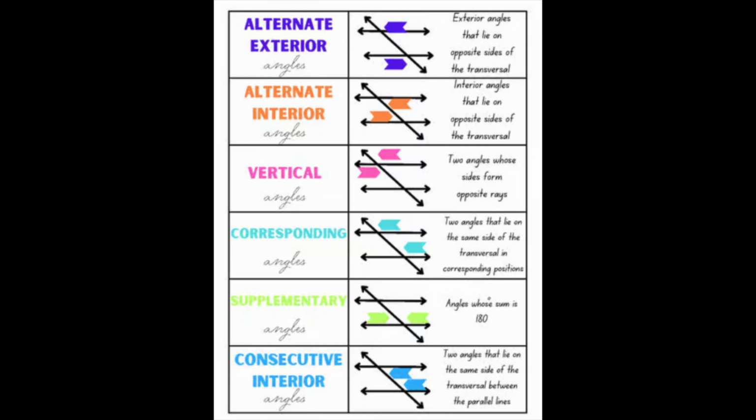Now we'll get into the second one. It's the same thing with the alternate, but these are alternate interior angles. So these are on the inside of the parallel lines, and they are on opposite sides.